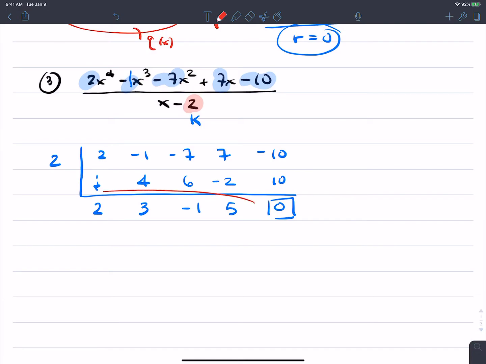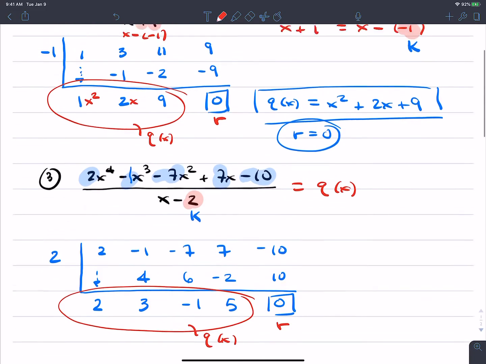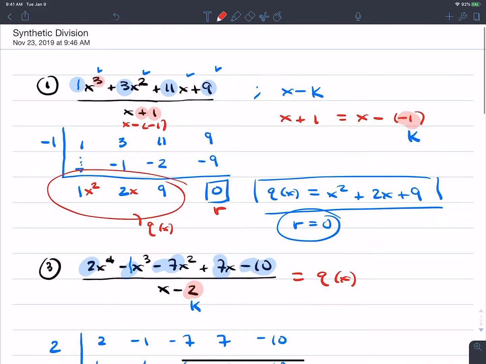So we're going to use these values. We know our remainder is 0. This again here is the quotient function, meaning this equals q of x, just like in the last problem.